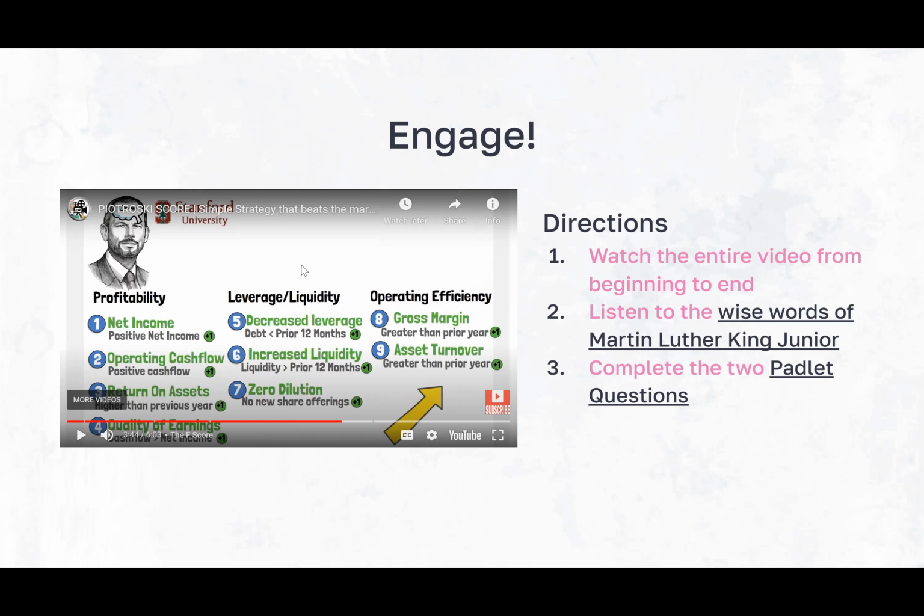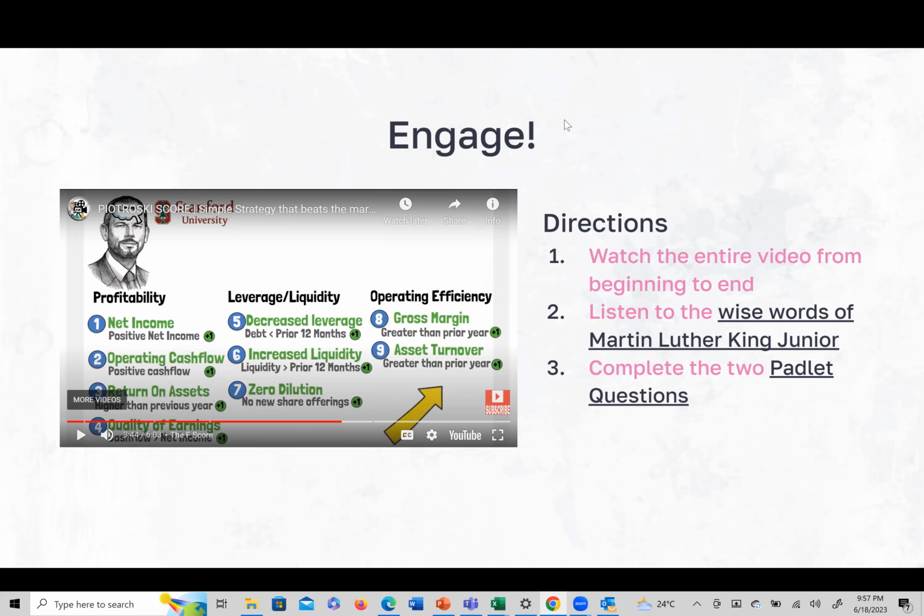Third, the operating efficiency must be efficient, meaning that the business must do what it does best and do what it does most efficiently. And so for all these 9 variables of the Piotrowski F score, if the company fulfills each of these criteria, then we add 1 point from a base value of 0. And so next we're going to listen to the wise words of Martin Luther King Jr.